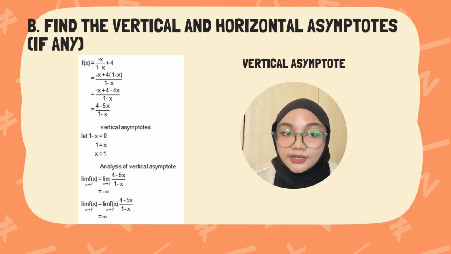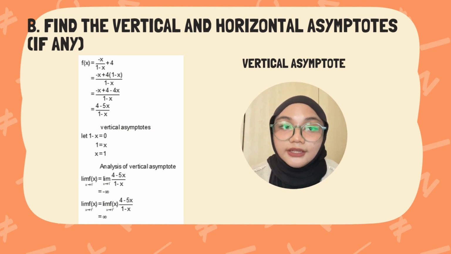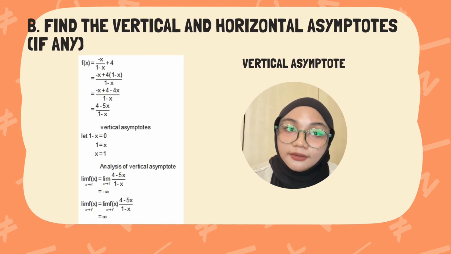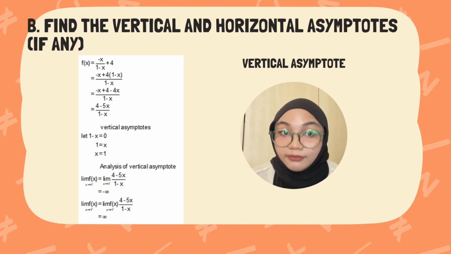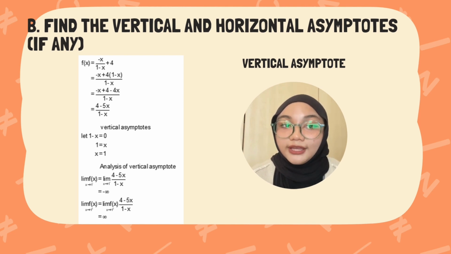So we already get the denominator for the vertical asymptote. The denominator that we get is 1 minus x. We need to let 1 minus x equal to 0. And the last answer that we will get is x equals 1.